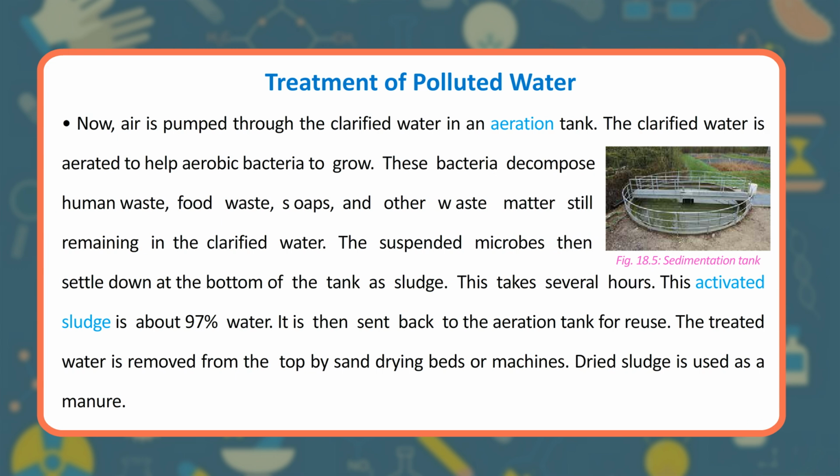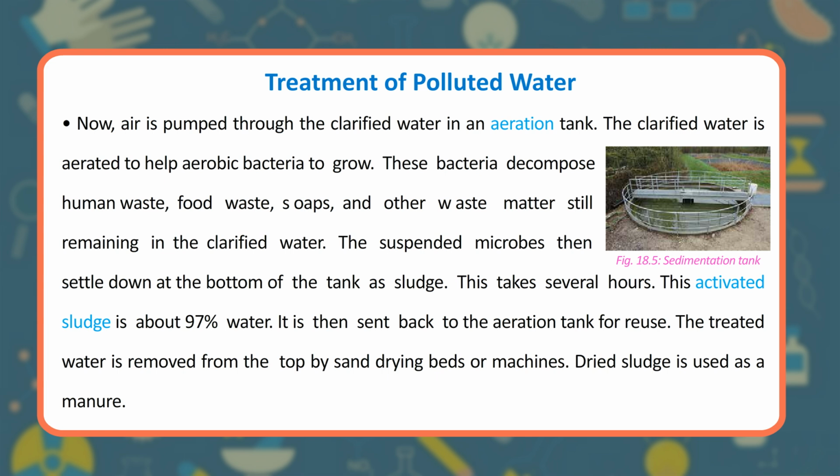Now, air is pumped through the clarified water in an aeration tank. The clarified water is aerated to help aerobic bacteria to grow. These bacteria decompose human waste, food waste, soaps, and other waste matter still remaining in the clarified water.